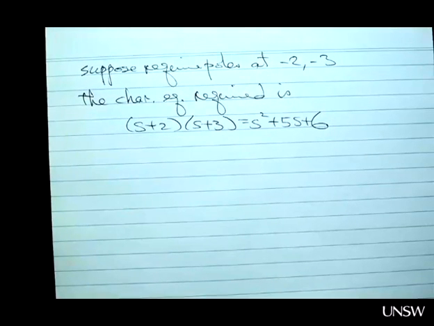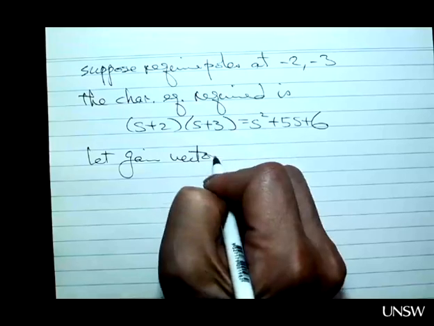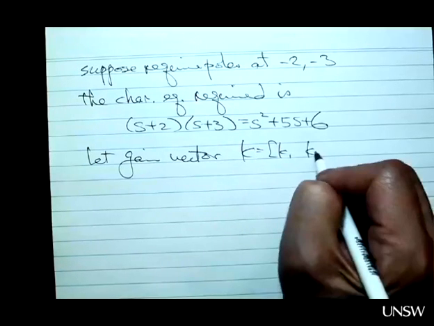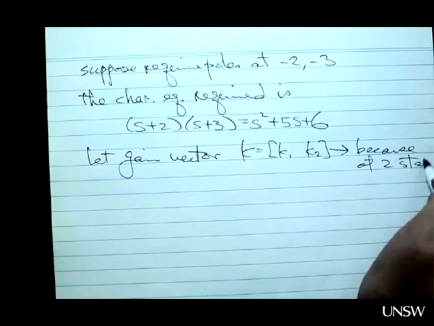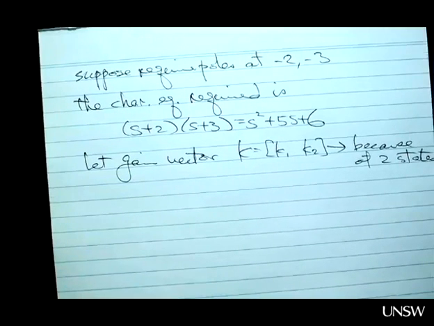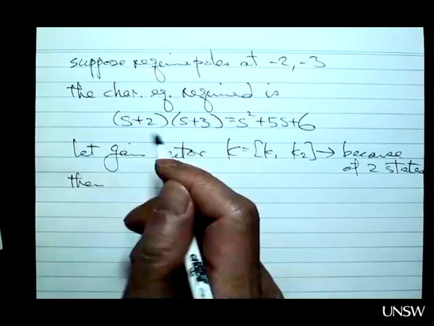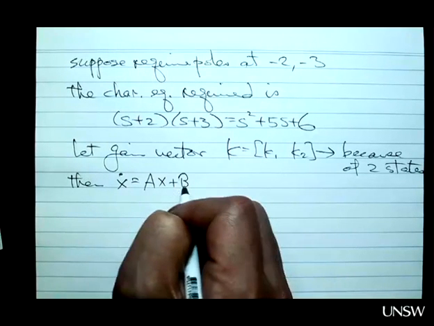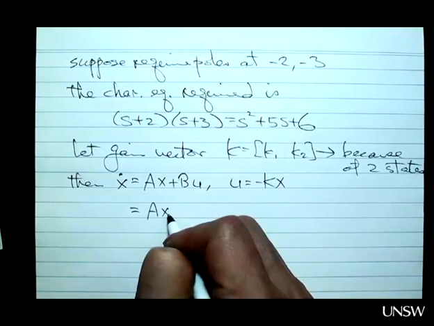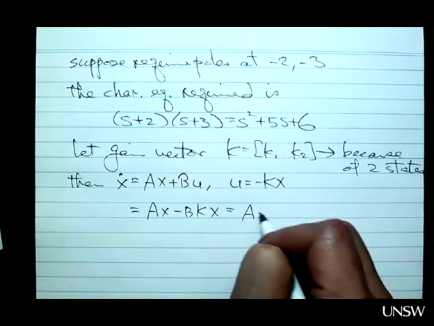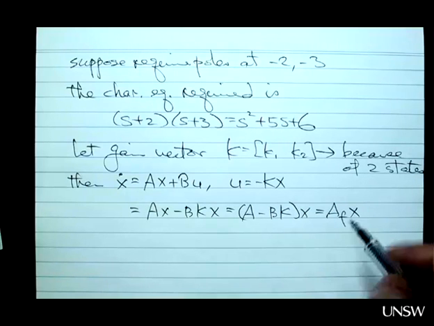And then we'll let the gain vector K contain two elements, K1 and K2, because of two states. Then we have x dot equals Ax plus Bu, and then we put u equal to minus Kx, so it is Ax minus BKx, equals (A minus BK)x, equals A_F x. So this one is the feedback system.